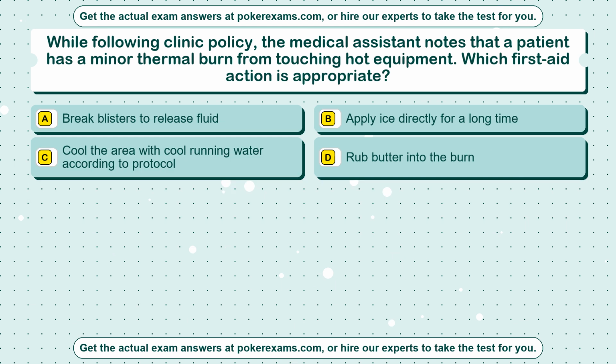Question 91. While following clinic policy, the medical assistant notes that a patient has a minor thermal burn from touching hot equipment. Which first aid action is appropriate? Option A, break blisters to release fluid. Option B, apply ice directly for a long time. Option C, cool the area with cool running water according to protocol. Option D, rub butter into the burn.